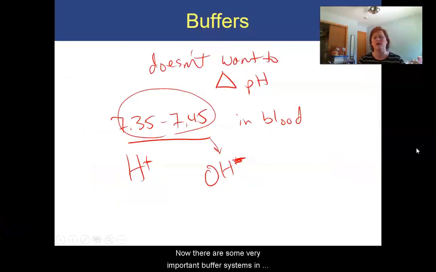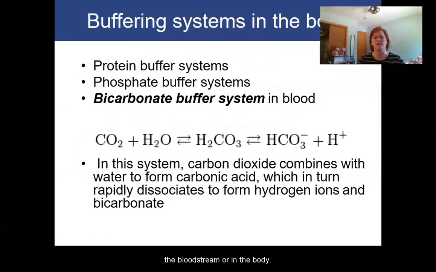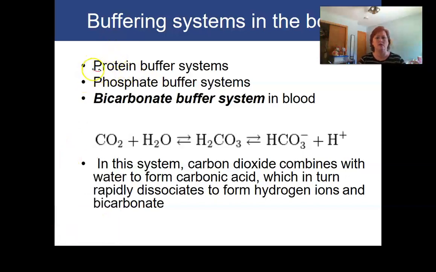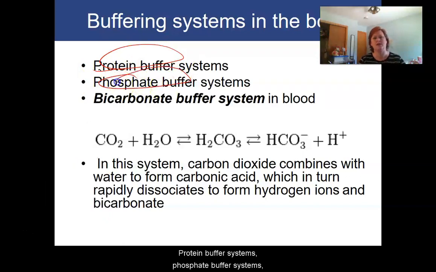Now there are some very important buffer systems in the bloodstream or in the body. We have protein buffer systems, phosphate buffer systems, and this really important bicarbonate buffer system. Now this might seem a little confusing with this equation, but if we just look at it, we mentioned before that carbon dioxide becomes carbonic acid in the bloodstream.